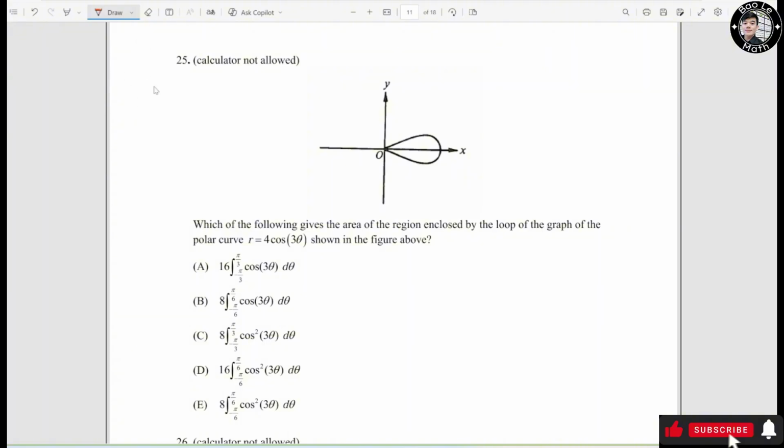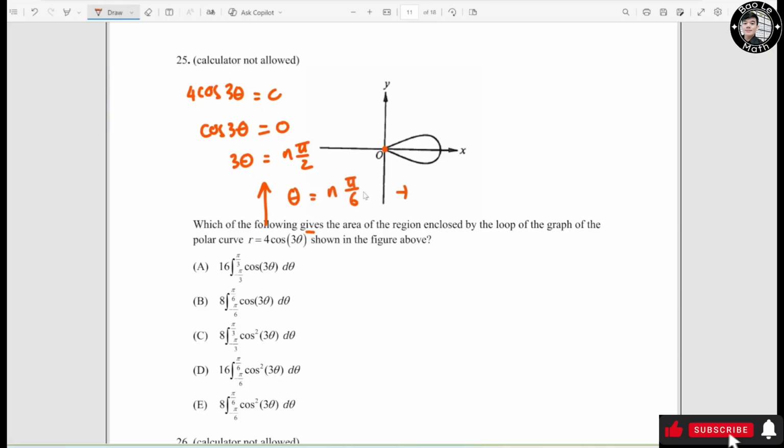Question 25. Which of the following gives the area of the region enclosed by the loop of the graph of the polar curve r equals 4 cosine 3 theta shown in the figure above? When the polar curve is at the origin, the radius equals 0, right? So we let this guy equal 0 to solve for theta, right? So cosine 3 theta equals 0. 3 theta equals n pi over 2. Theta equals n pi over 6.